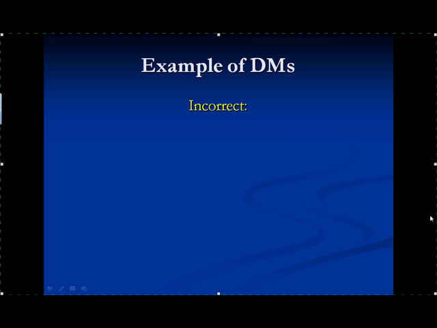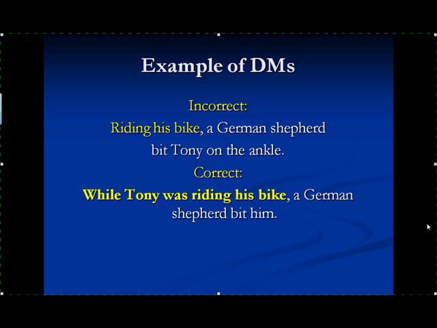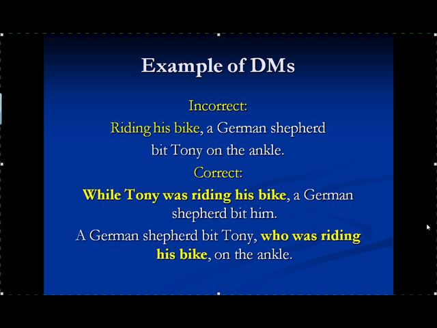Here are some examples of dangling modifiers. Riding his bike, a German Shepherd bit Tony on the ankle. Riding his bike is a dangling modifier. It's a dangling modifier because it's not describing a German Shepherd. While Tony was riding his bike, a German Shepherd bit him. Now we know that Tony was riding his bike. Or we could say a German Shepherd bit Tony, who was riding his bike, on the ankle. It's a little more awkward.